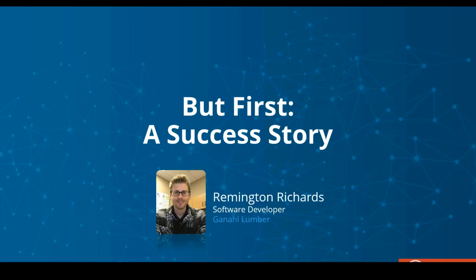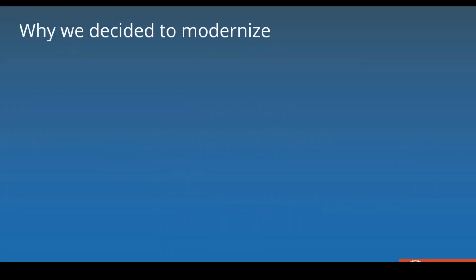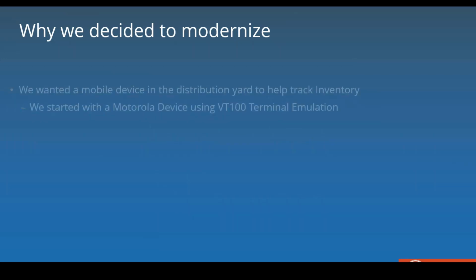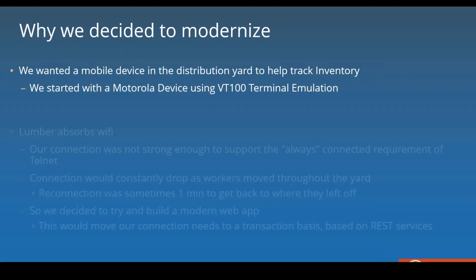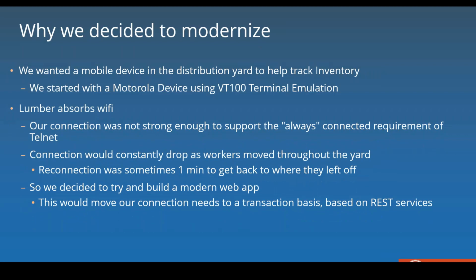Hi, my name is Remington. I'm a software developer at Ganahl Lumber, and want to tell you about why we decided to modernize. So we wanted a mobile device in our distribution yard to help track our inventory, and we started this with a Motorola device using a VT100 terminal emulation. Over about a 6-month period, we started to realize that wasn't going to work because lumber absorbs Wi-Fi, and the connection was not strong enough to support Telnet. Connection would constantly drop as workers moved throughout the yard, and reconnection was sometimes 1 minute or more to get back to where they left off.